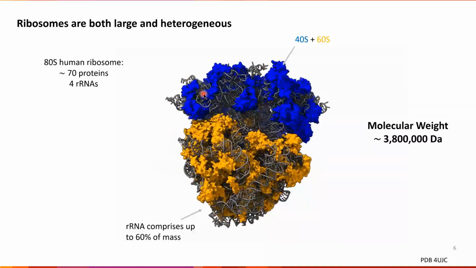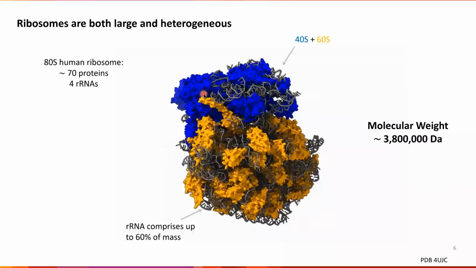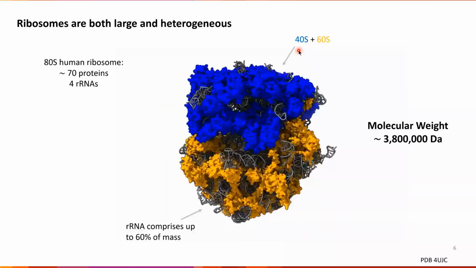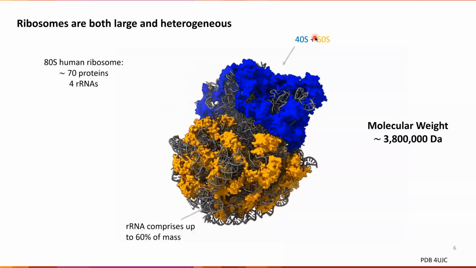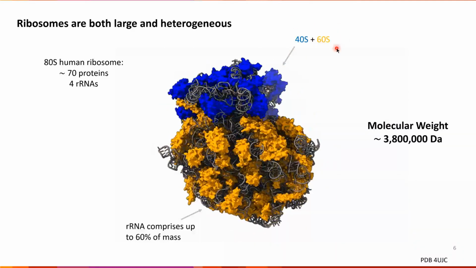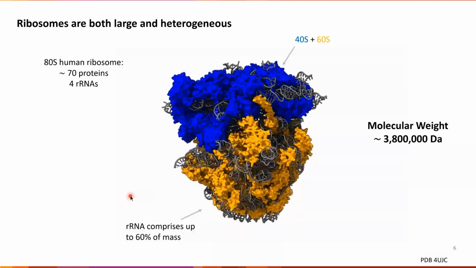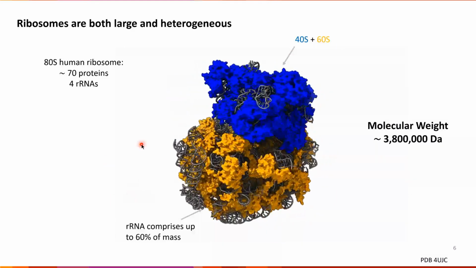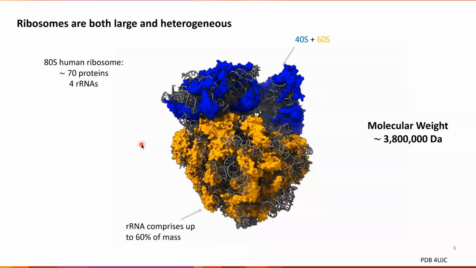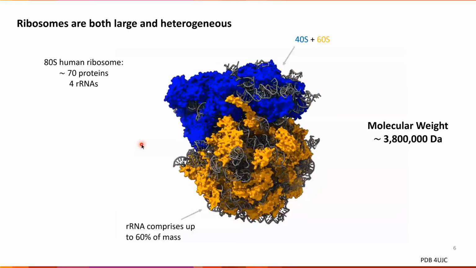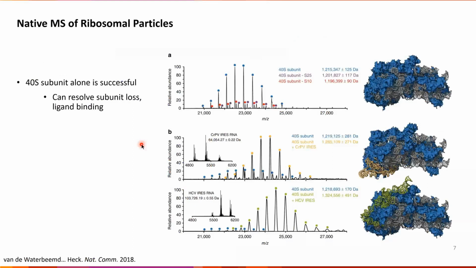The ribosome itself is actually made of 2 subparticles that are often called the 40S particle, which is the smaller one, and the larger 60S particle. And about 60% of the ribosome mass is actually made up of RNA. So it's a complicated mixture of various proteins and RNA. So in terms of native mass spectrometry, this proves actually a pretty challenging system.